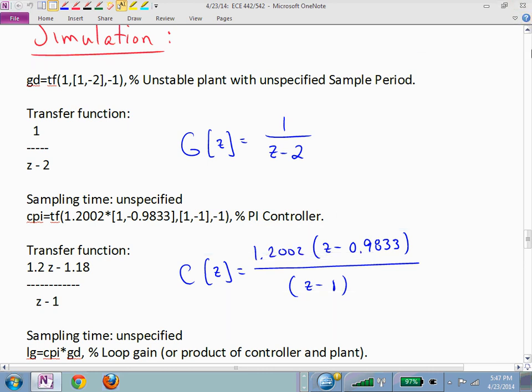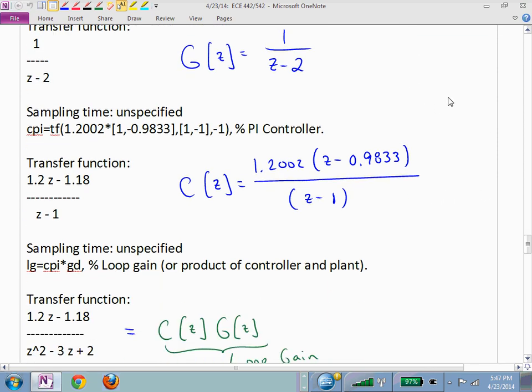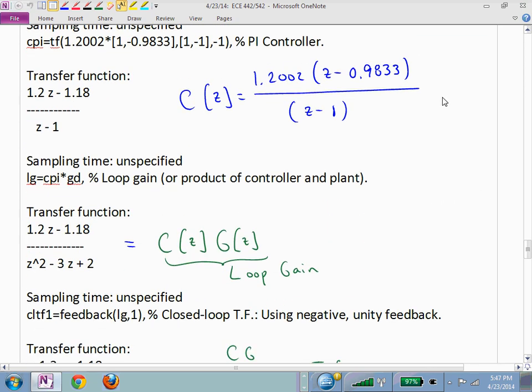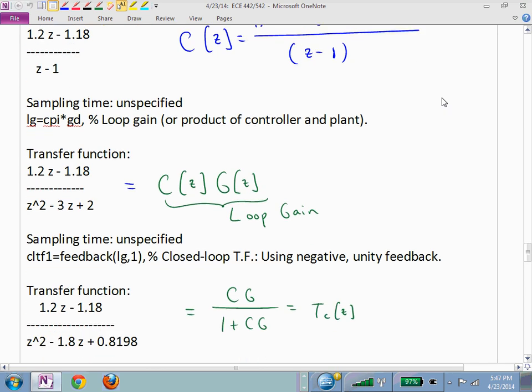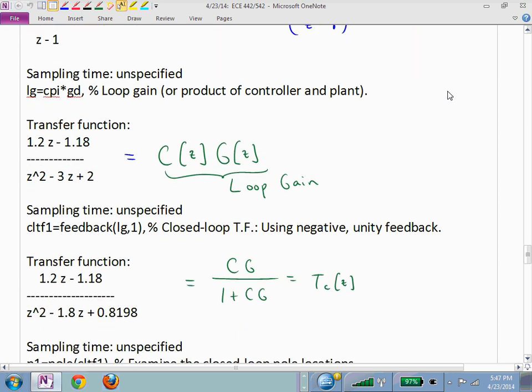Then we put in the controller. We combine those. We form their product, the controller and the plant, and that gives us what I like to call a loop gain. That's what's in the loop. That's sort of the information in the loop, the transfer function of the product of the controller and the plant, C times G. And MATLAB has this nice feedback command that you can simply use.